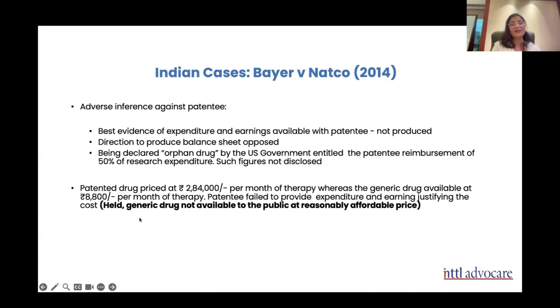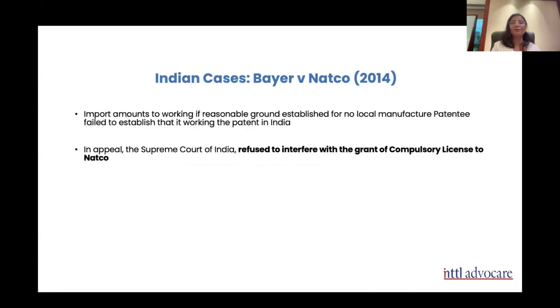So on the second condition, it was held that the generic drug was not available to the public at a reasonable, affordable price, and therefore the compulsory license was granted. It was also held that the product was being imported. Though in India import amounts to working, there are certain reasonable grounds which need to be established, which the patentee failed to establish in this case. The matter went up to the Supreme Court, and the Supreme Court refused to interfere with the grant of compulsory license. This is the only case wherein compulsory license was granted.